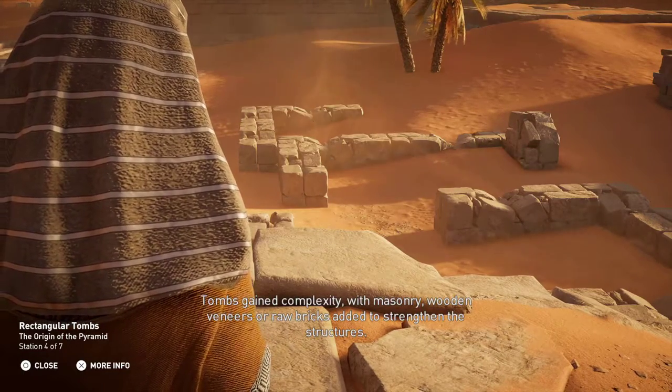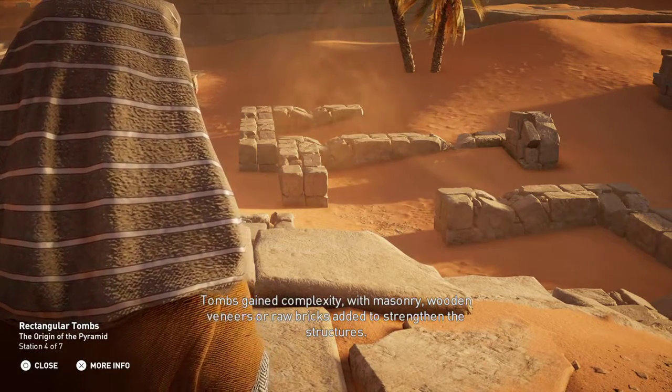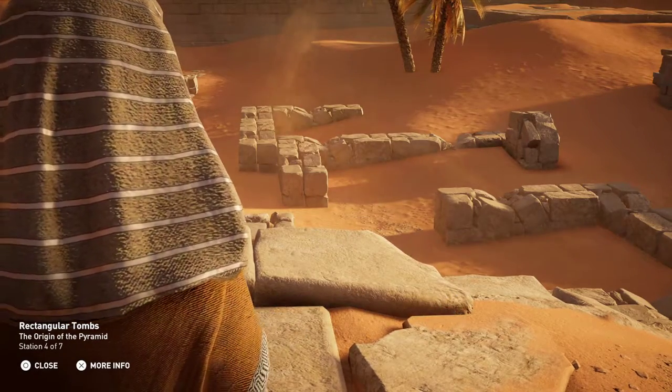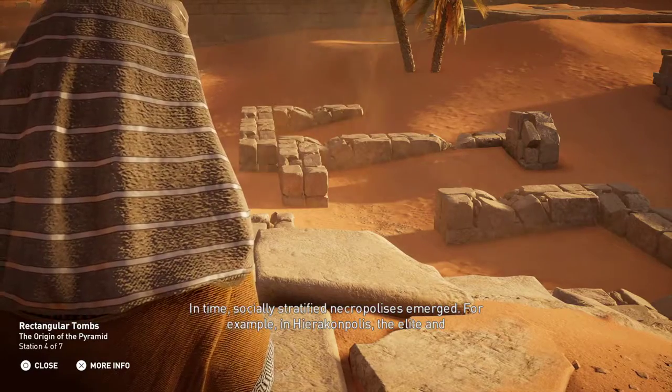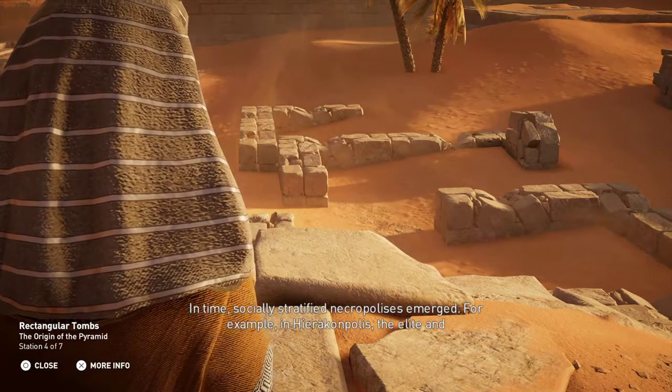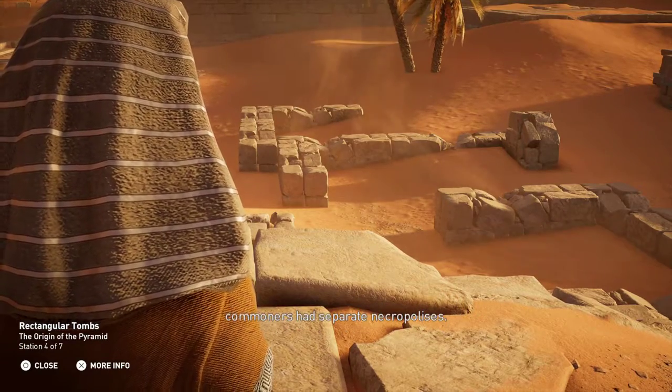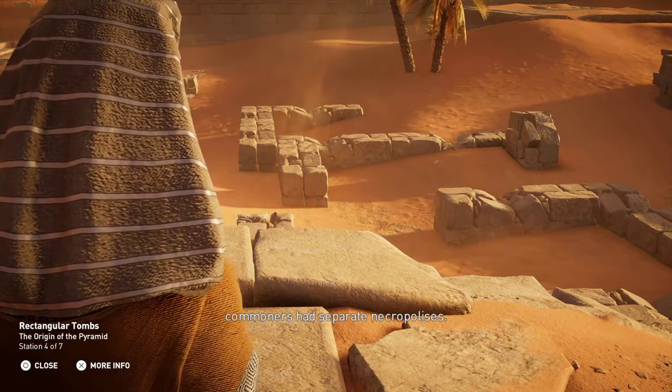Tombs gained complexity, with masonry, wooden veneers, or raw bricks added to strengthen the structures. In time, socially stratified necropolises emerged. For example, in Hierakonpolis, the elite and commoners had separate necropolises.